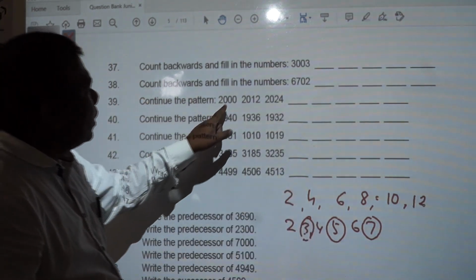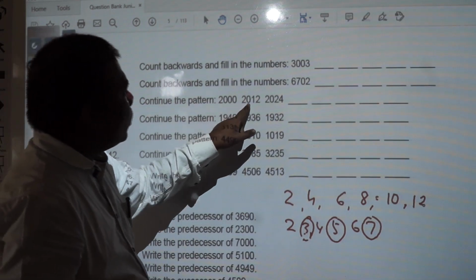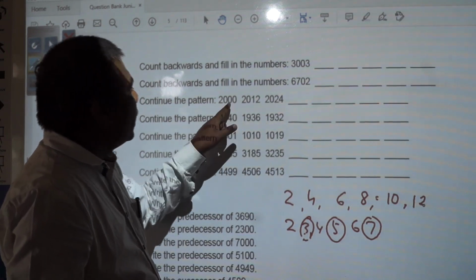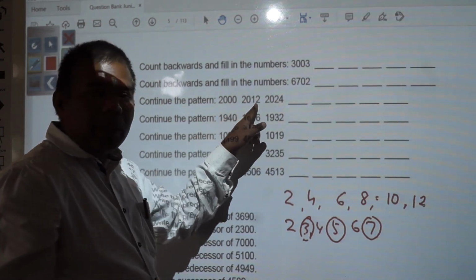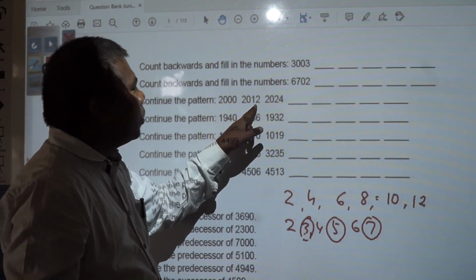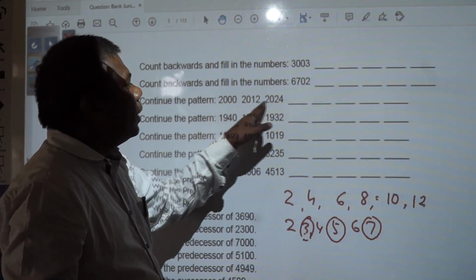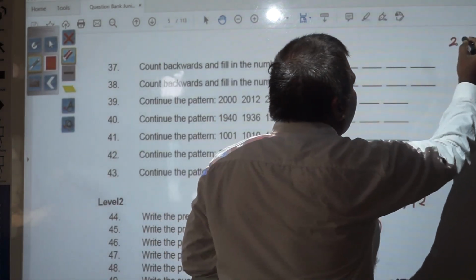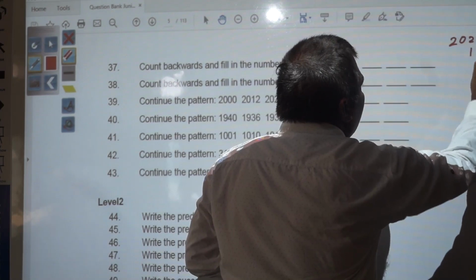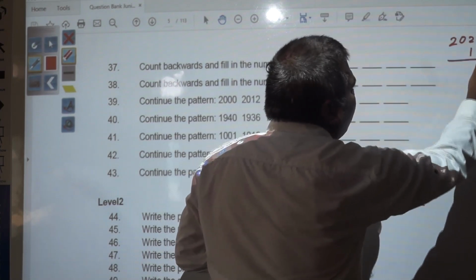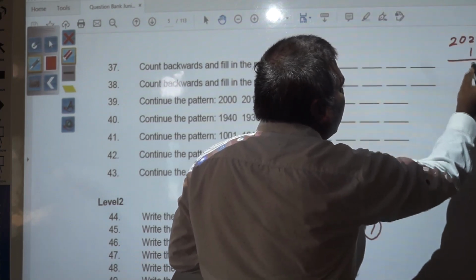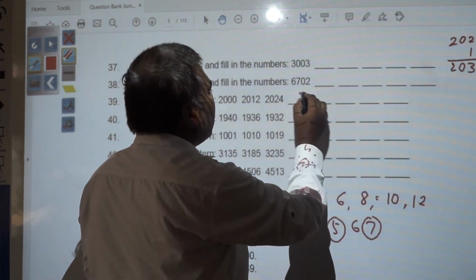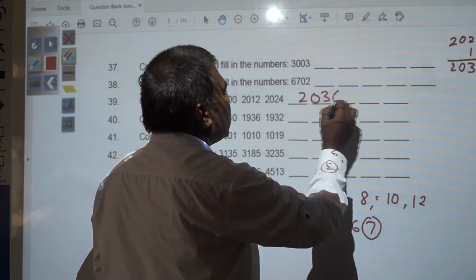So continue the pattern. Here you see 2000, then 2012, then 2024. So how much are the numbers increasing? Here 12 has been increased. After 2000 you got 2012, then 2024. So here again in 2024 you need to add 12. So what number will you get? 4 and 2, 6, 2 and 1, 3, 0, 2. So next number you will get 2036.